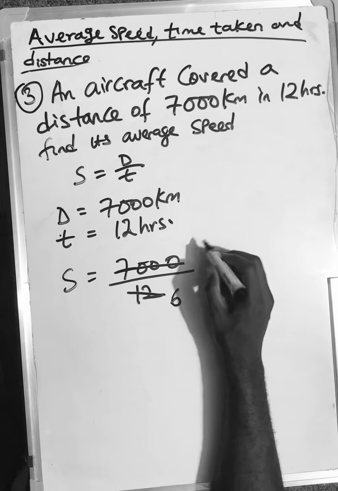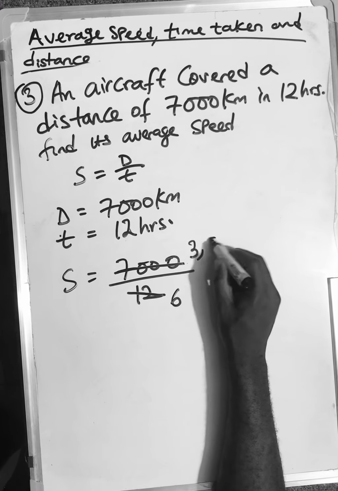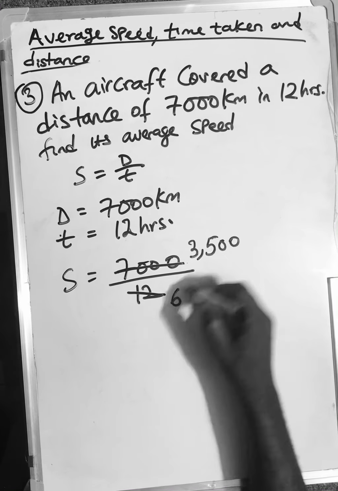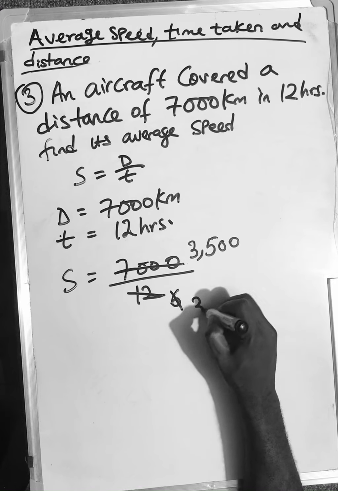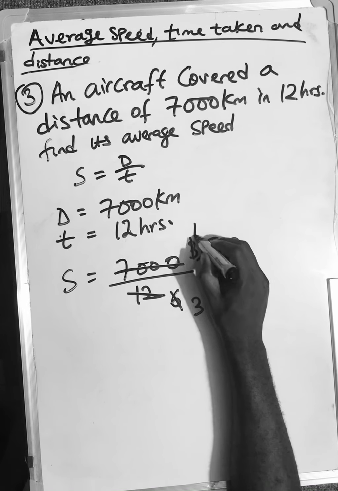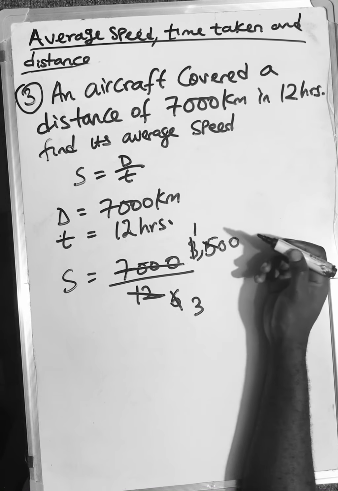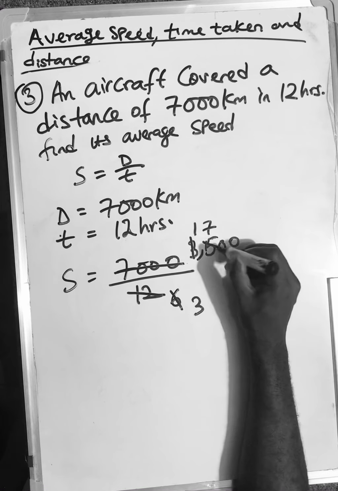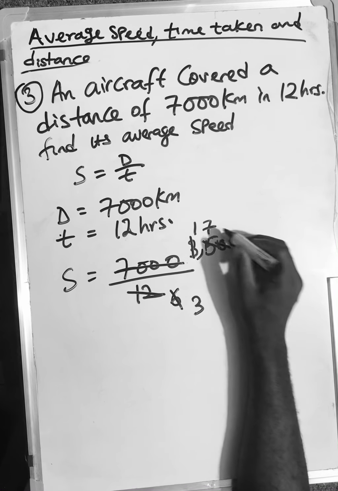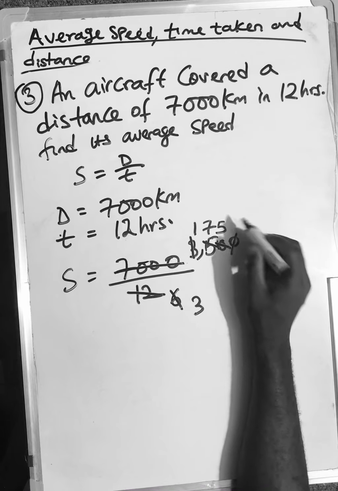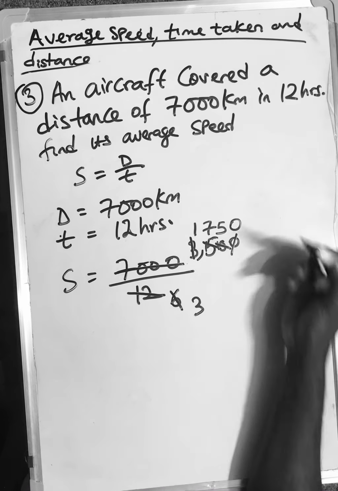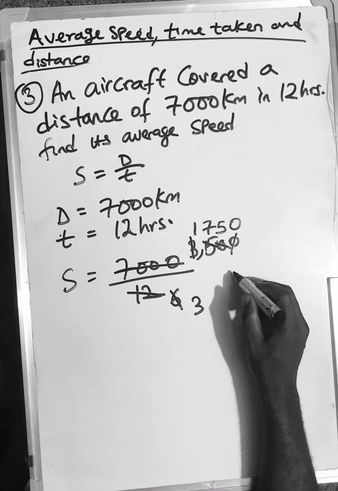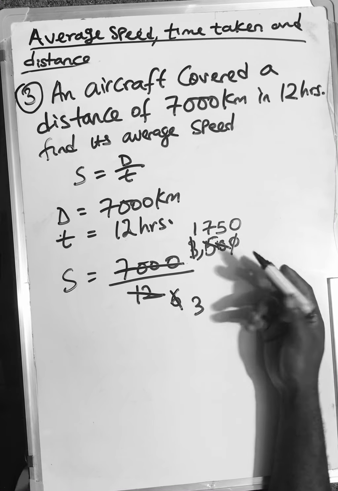2 divides 7,000 is 3,500. Now 2 divides 6 is 3. 2 divides 3, I have 1 remainder 1. 2 divides 15, I have 7 remainder 1. 2 divides 10 is 5. 2 divides 0 is 0. So I'm left with 1750 divided by 3.